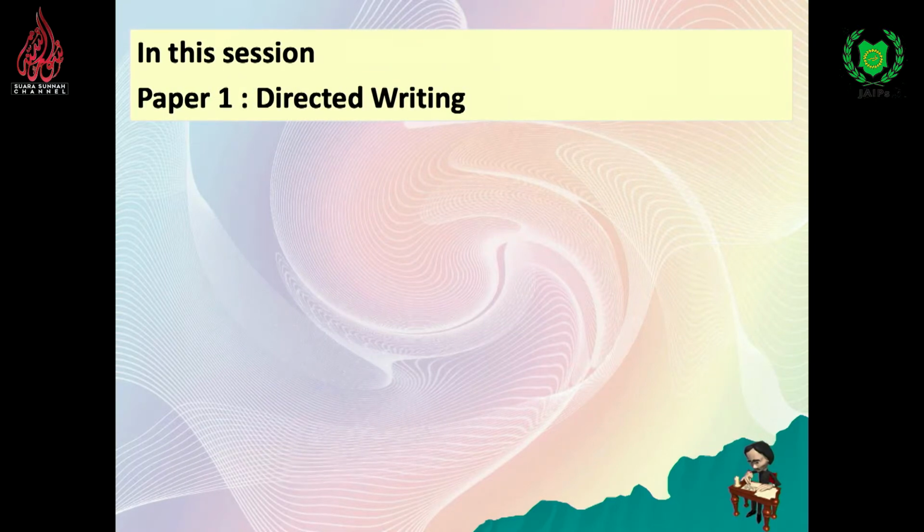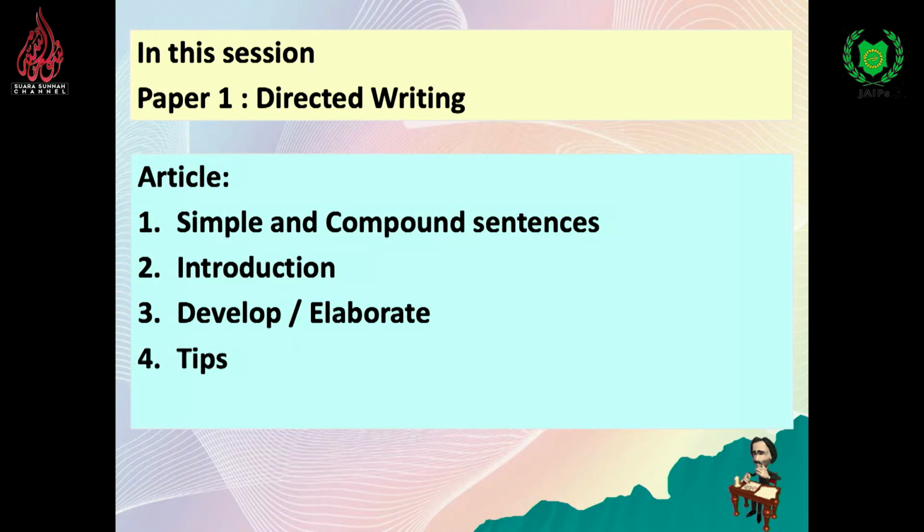So, what are our success criteria for today? In this session, we are going to look at paper 1 directed writing, and we are going to look at an article. We are going to look at simple and compound sentences, how to write an introduction, how to develop and or elaborate on the content points, and also I will be giving you some tips on how to answer your directed writing question.